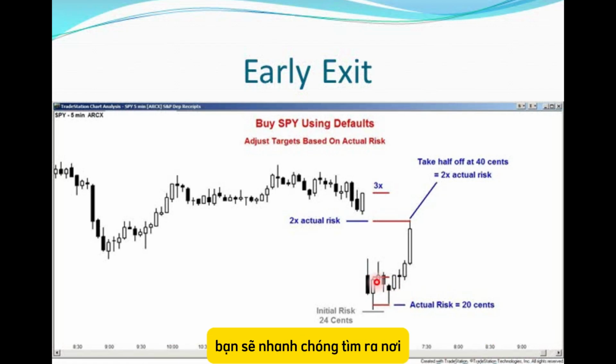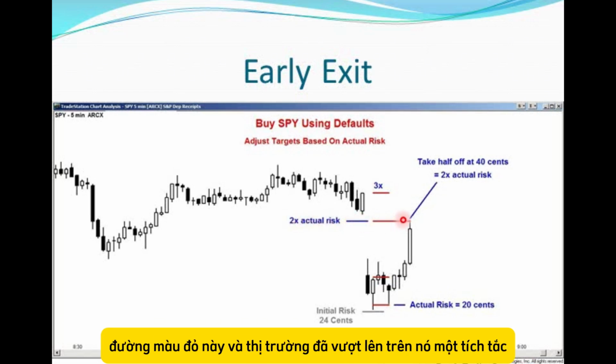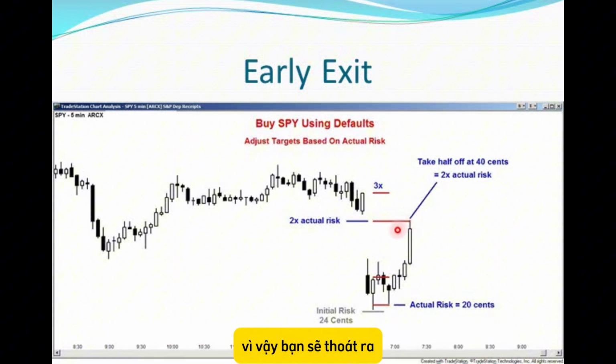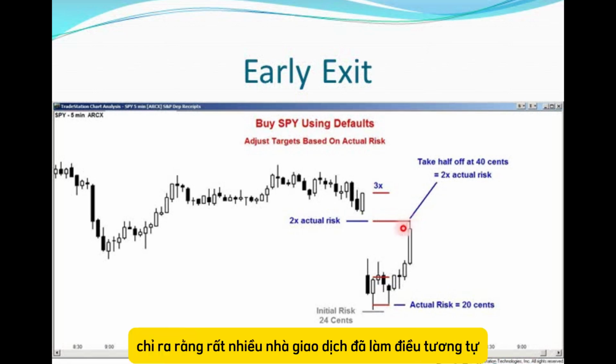You'd quickly figure out where 2 times your actual risk is, 40 cents. So 2 times your actual risk is this blue line, this red line, and the market went one tick above it. So you would have exited half of your position, 200 shares, at 2 times your actual risk of 40 cents. And you can see that tail there indicates that a lot of traders did the same thing.